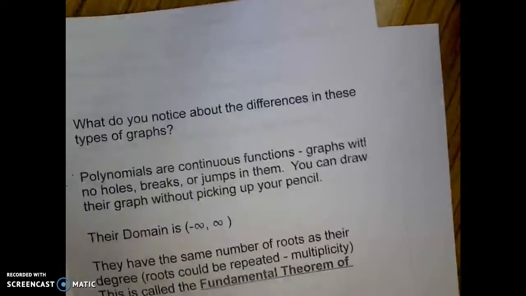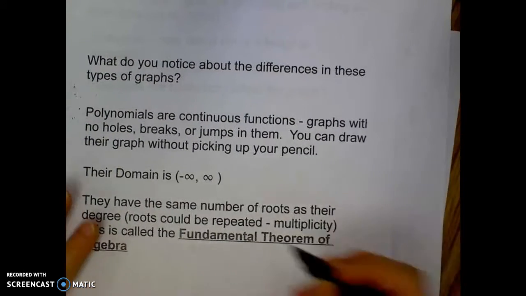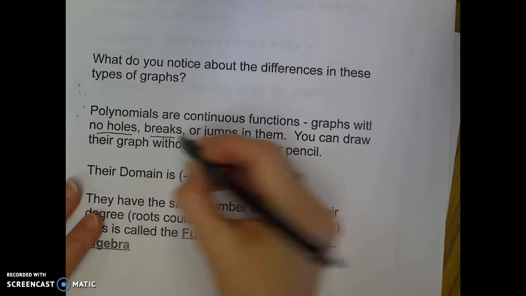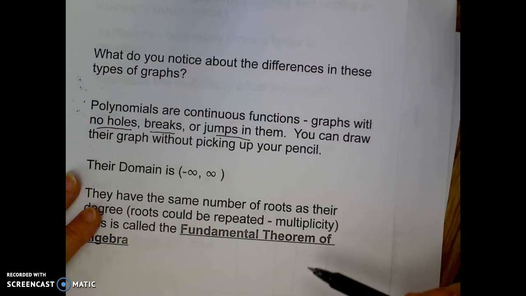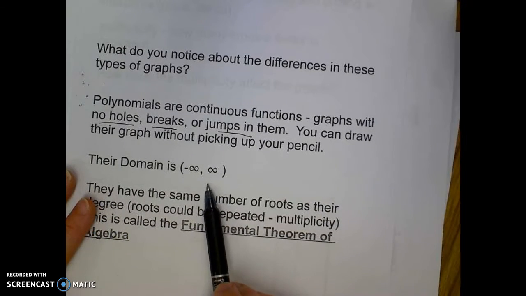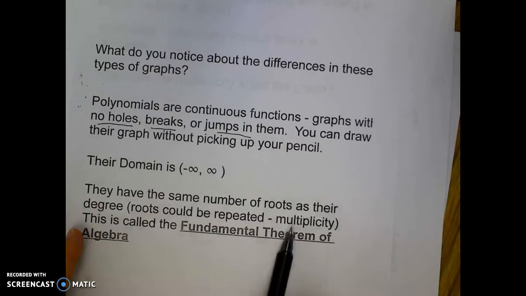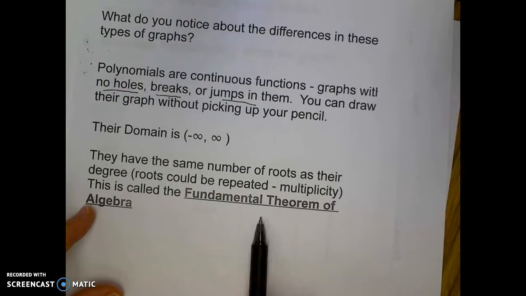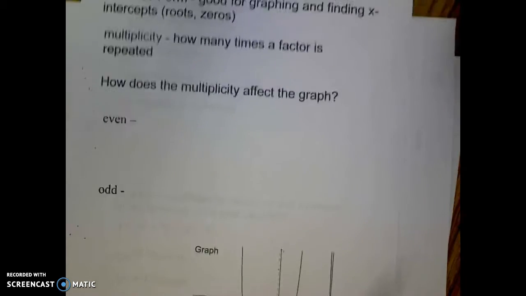So what you should notice is what we were just talking about, the gaps, jumps, breaks. There can't be any holes. None of the ones we looked at had holes. But there can't be breaks or jumps. You should be able to draw a polynomial while keeping your pencil on the paper the entire time, and it should be smooth. Their domain should be all reals, always. They have the same number of roots as their degree. We've said that before. We know that from openers. And that's called the fundamental theorem of algebra. That's a new word for us, but we've used the example a long time.